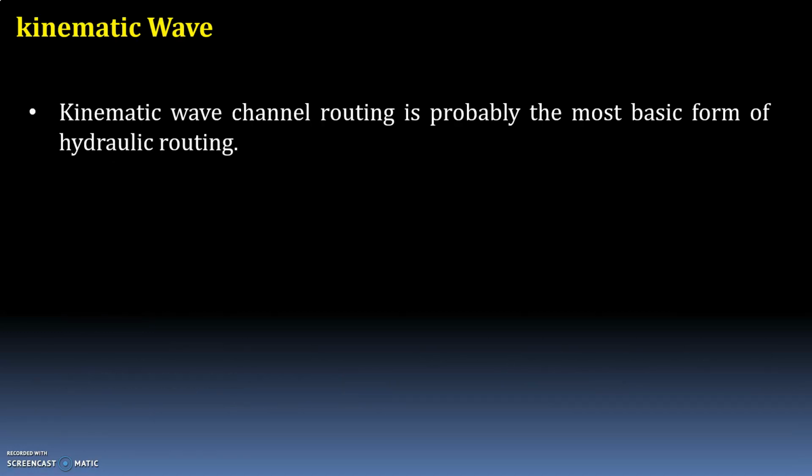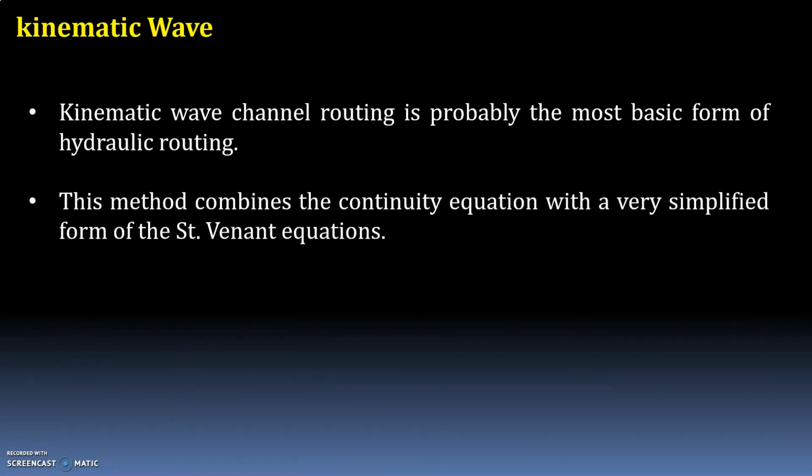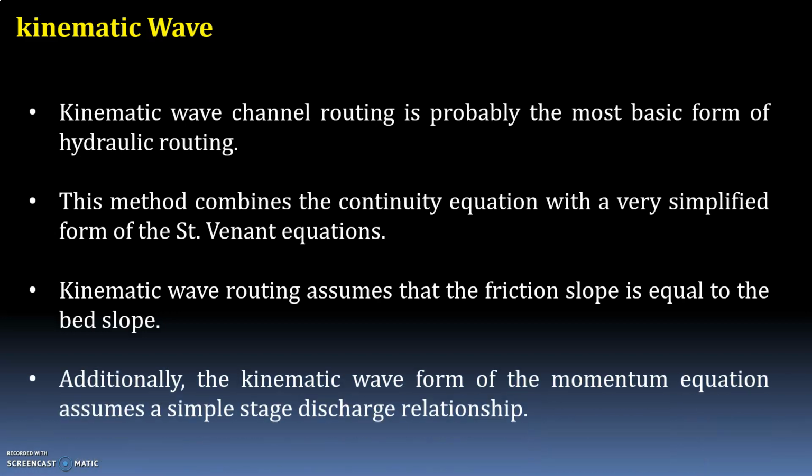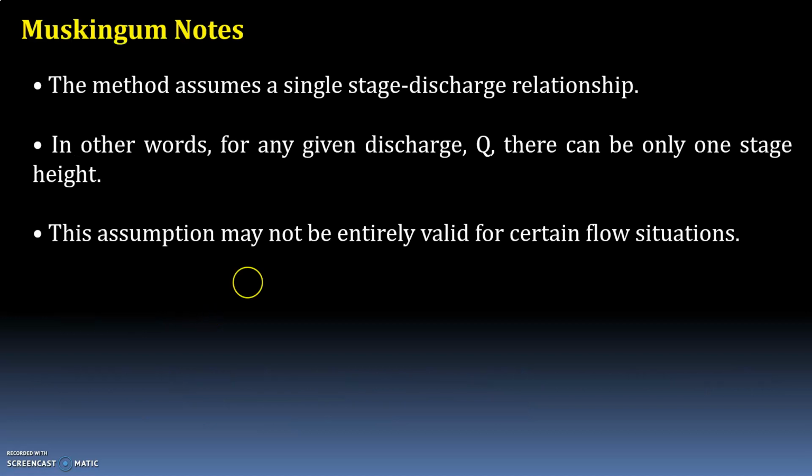Next one is kinematic wave. Kinematic wave channel routing is probably the most basic form of hydraulic routing. This method combines the continuity equation with a very simplified form of the Saint-Venant equations. Kinematic wave routing assumes that the friction slope is equal to the bed slope. Additionally, the kinematic wave form of the momentum equation assumes a simple stage-discharge relationship.